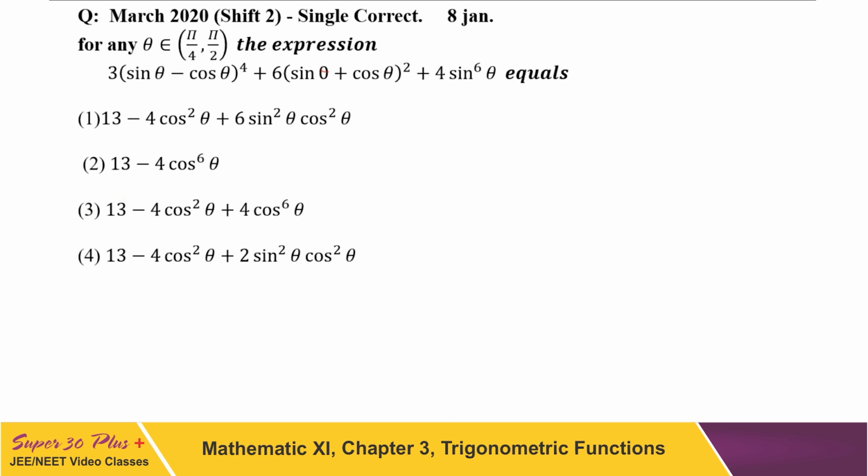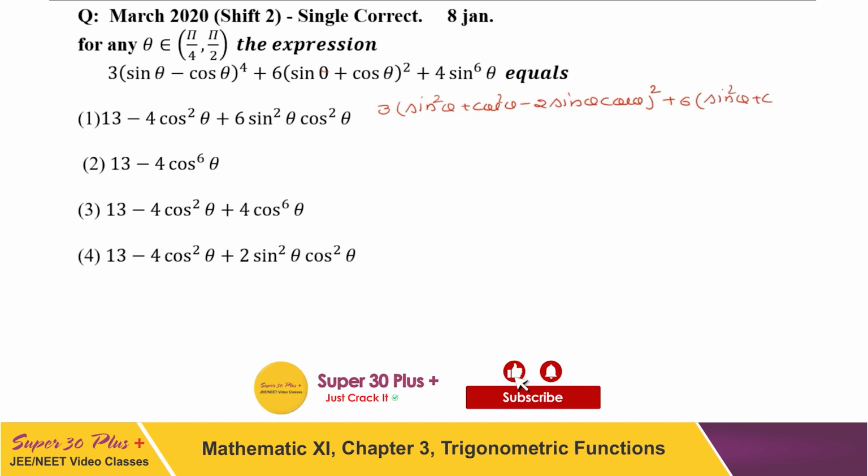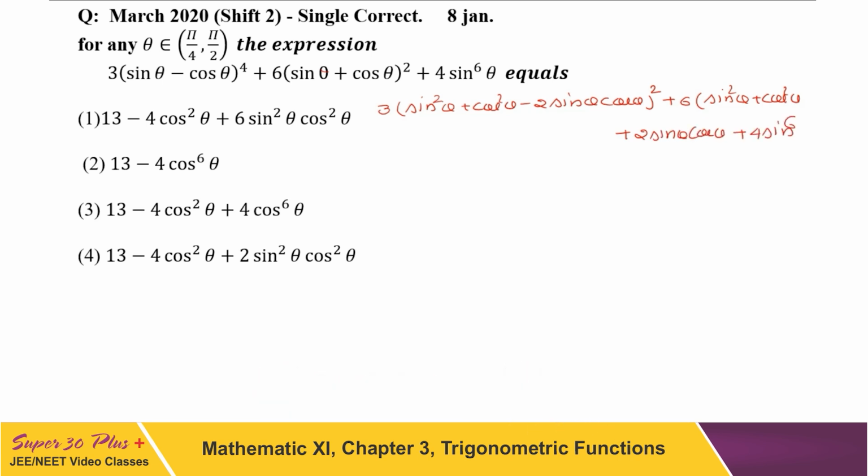First of all, we have to simplify this power 4 and square. Then we can write out here 3 times (sin²θ + cos²θ − 2 sinθ cosθ) whole squared, plus 6 times (sin²θ + cos²θ + 2 sinθ cosθ), plus 4 sin⁶θ. Got it?